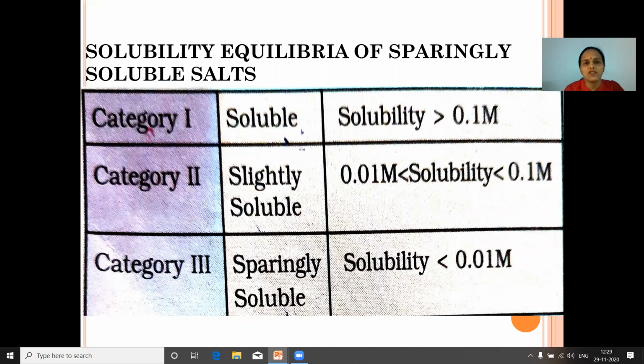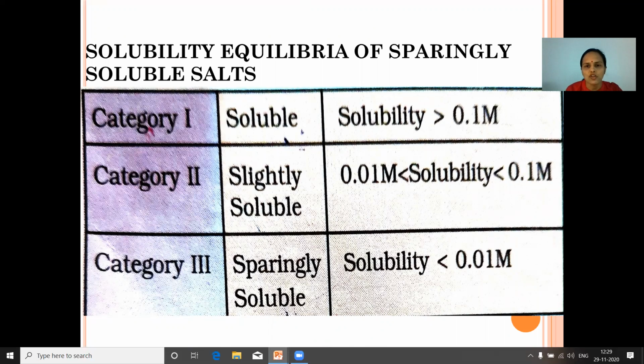Let's come to the category of salts, solubility equilibria, sparingly soluble salts. So there are three categories of salts which you can see. One is completely soluble salts, the second category is slightly soluble salts, and the third category is sparingly soluble salts. So category 1, completely soluble salts, their solubility is greater than 0.1 molar.